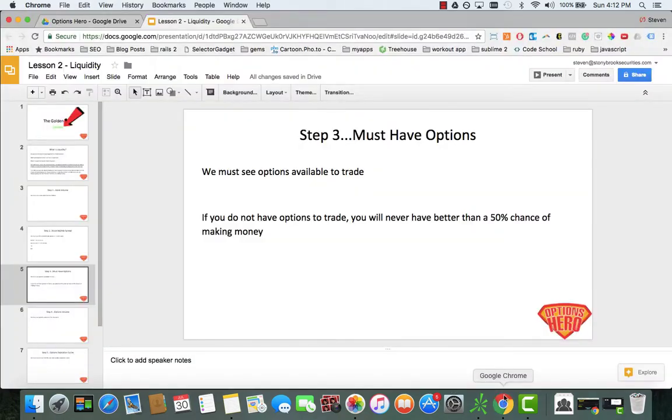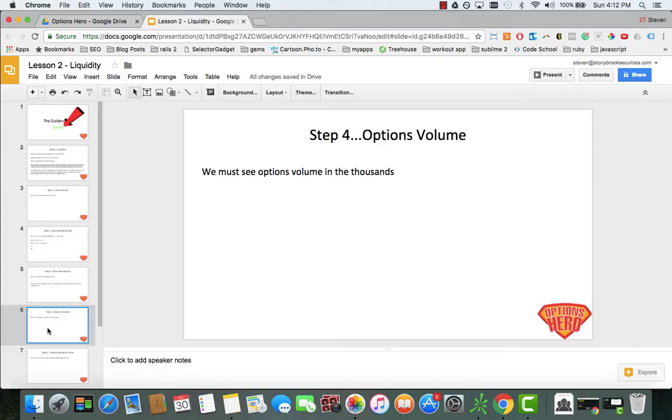So step number 3, it must have options. Step number 4, options volume. We must see options volume in the thousands, right? Options historically are used by stockholders to hedge their positions. And if we don't see any options volume, that kind of tells us that no one cares. No one's really worried about their stock position. No one's trying to hedge or make more money in their stock position. So, like, no one cares.